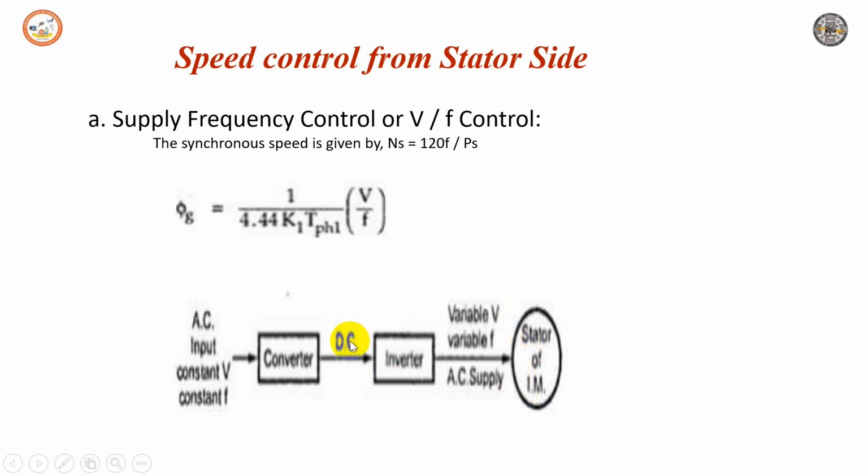So from this expression, if the frequency F is changed, the value of air gap flux is also affected. As I said, it not only increases the current, it also results in losses. So it is very important to maintain this phi G constant. For that, we have this type of arrangement normally made for speed control, and it is widely used in many industries: that is the variable supply frequency control, or V by F control method.